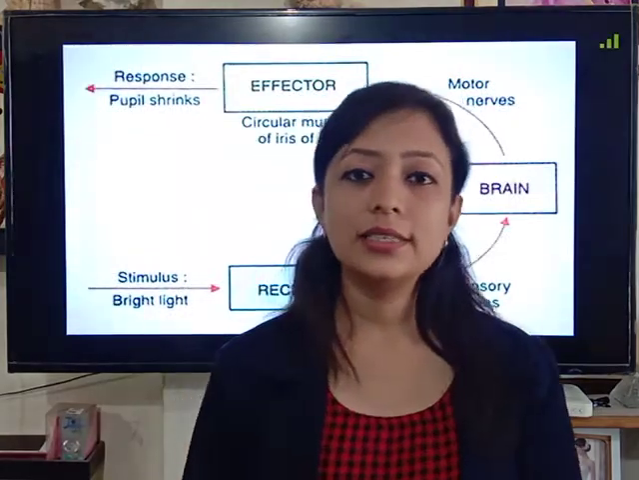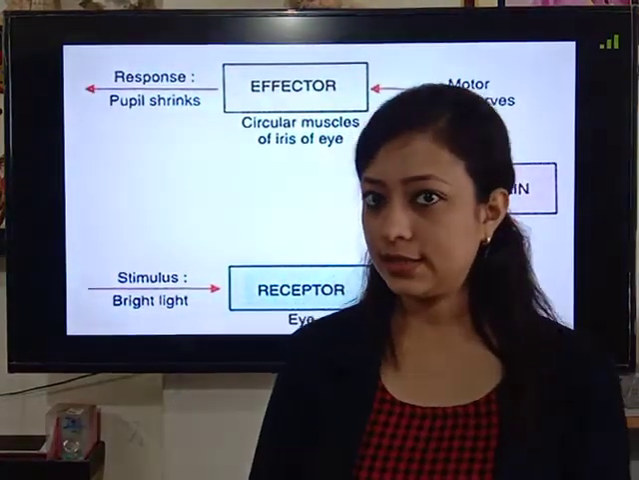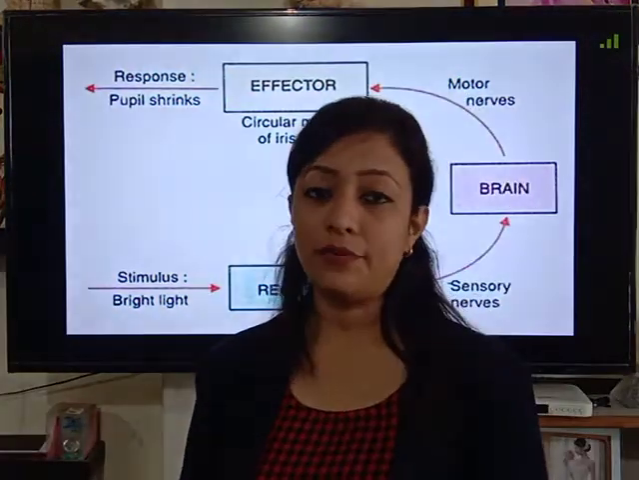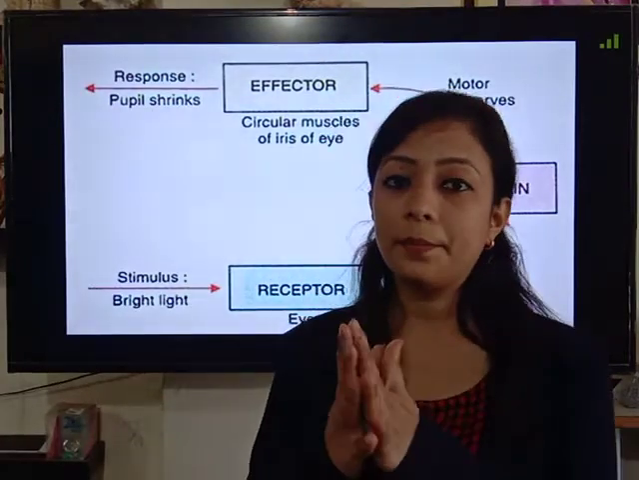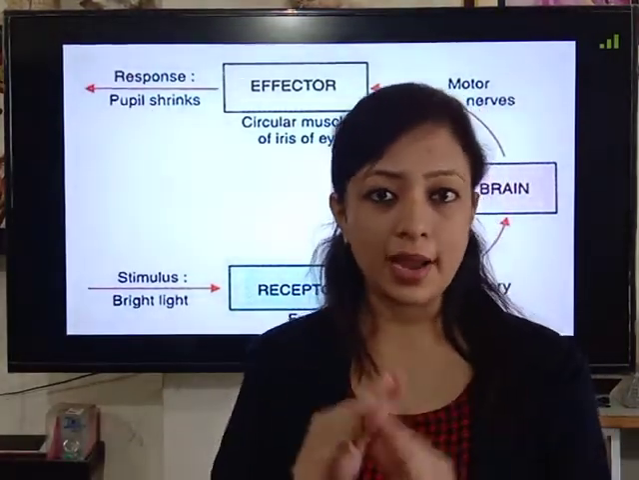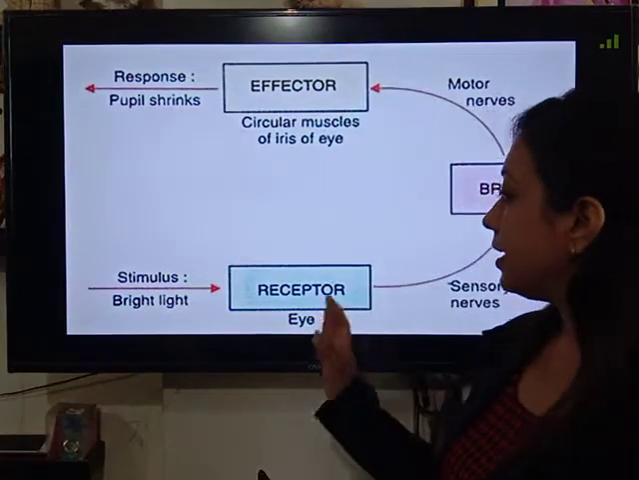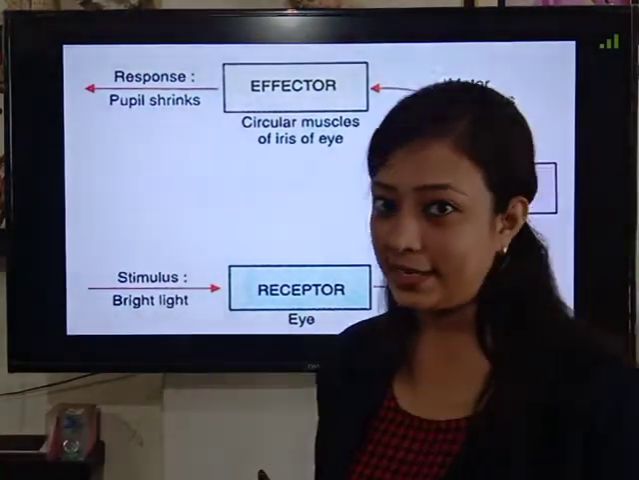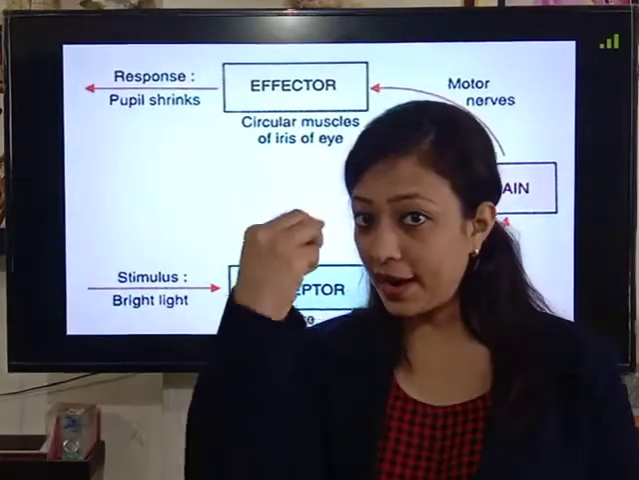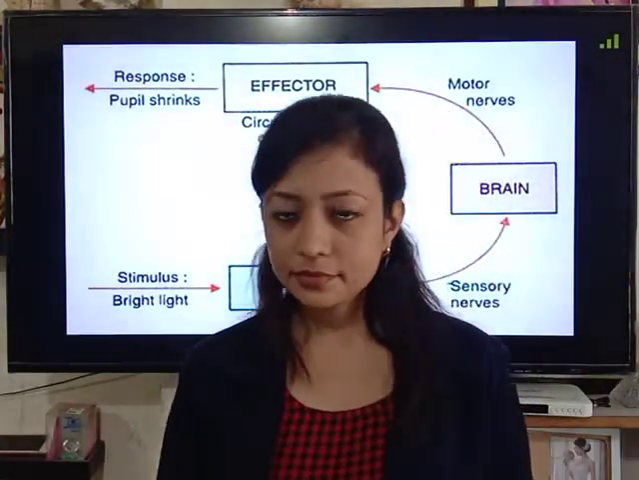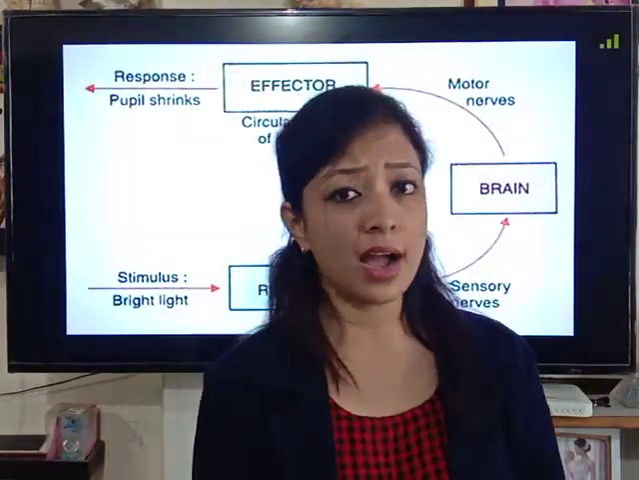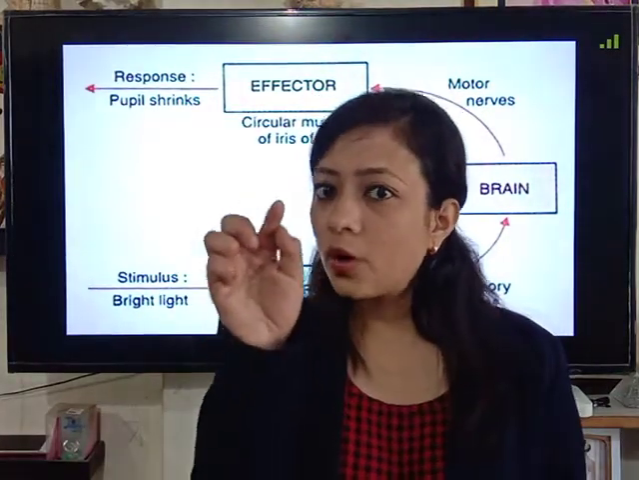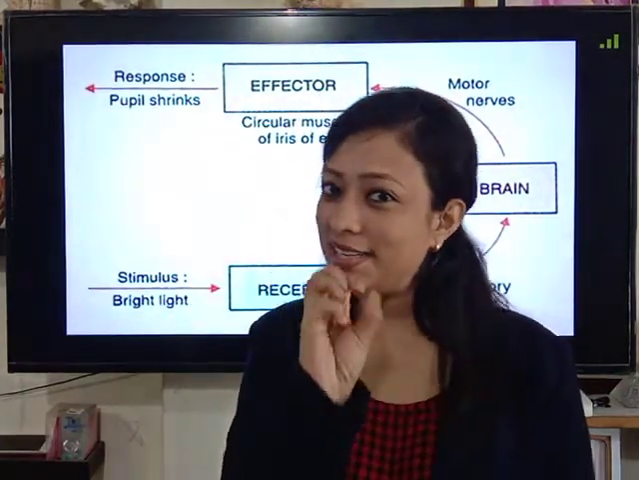Let us discuss the cerebral reflexes. Now in cerebral reflexes, only the brain is involved, not the spinal cord. Let us see an example. The stimulus is bright light. What happens when bright light falls on our eyes? When bright light falls on our eyes, the size of the pupil in our eyes decreases.